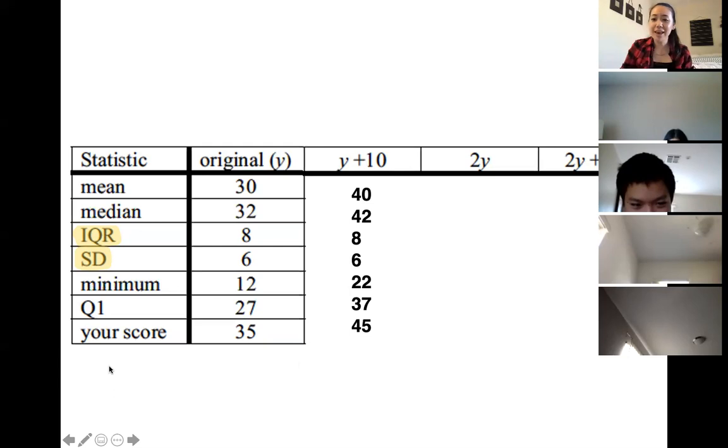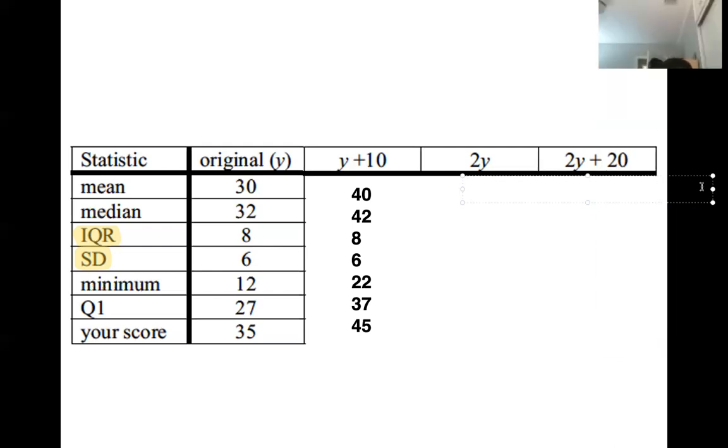Okay, let's try rescaling. So I'm doubling things now. Let me go to Nathan for the first one. Nathan, what happens to the mean? It becomes 60. Good, it gets doubled and it becomes 60. Nice. Okay, let's go to Zoe. What happens to the median? The median will just times 2. Good. So the answer is 64. 64, nice. All right, Amanda, IQR.